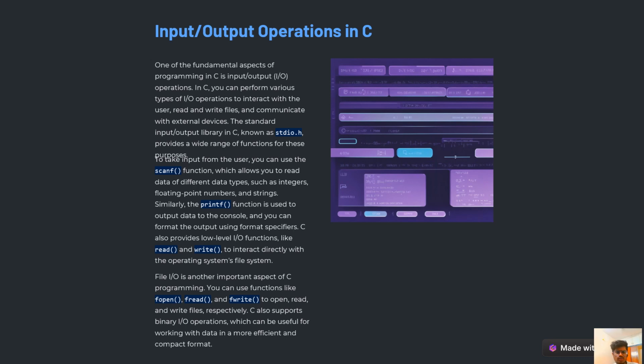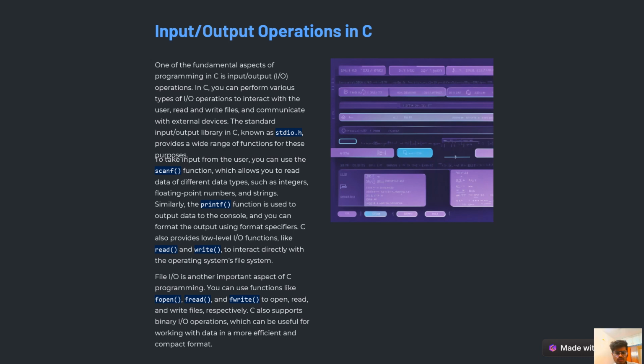these purposes. To take input from the user, you can use the scanf function, which allows you to read data of different data types such as integers, floating point numbers, and strings. Similarly, the printf function is used to output data to the console, and you can format the output using format specifiers. C also provides low-level input-output functions like read and write to interact directly with the operating system's file system.